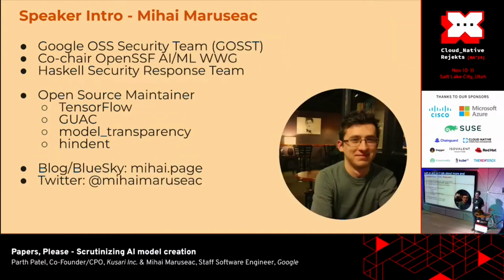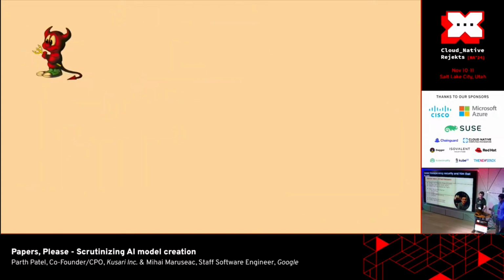Hello, I am Mihai Marusak, the same way as Taylor Swift, it's Mihai. I am from the Google Open Source Security Team, also known as GOSST. I co-chair the OpenSSF AI working group for AI, ML and security, and I'm also a member of the Haskell security team. For open source, I started with TensorFlow security. I started the team, then started maintaining TensorFlow, and I'm also a maintainer for GUAC, model transparency for AI supply chain security, and Hindent, a Haskell indenter. And now let's go into the talk.